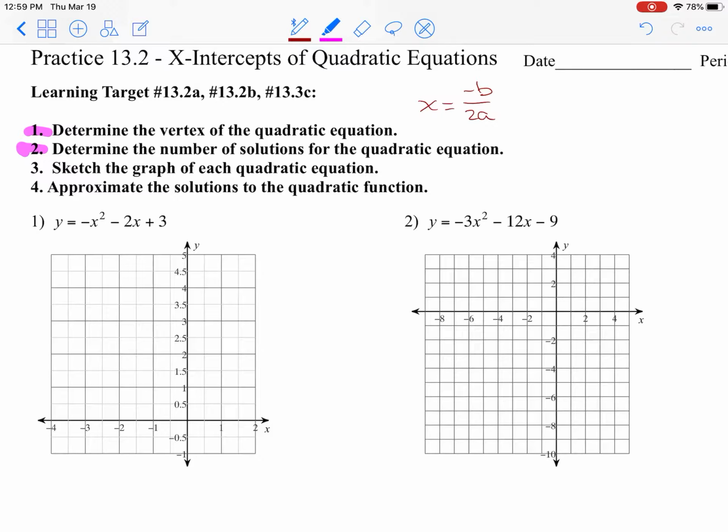Then it asks us to determine the number of solutions for the quadratic equation. We do that using the b squared minus 4ac, our discriminant. That's what that's called. Then it asks us to sketch a graph and then approximate the solutions of the quadratic functions. So let's get started on those 4 things.